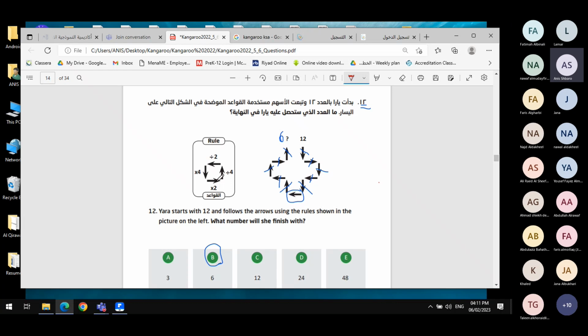1 up can cancel 1 down, and 1 left divided by 2 can be cancelled with 1 right times 2. So we cancelled. 1 down will cancel 1 up. 1 right will cancel 1 left, and so on. Then we found we have only 1 arrow left. So this arrow stands for divide by 2. 12 divided by 2 is simply 6, so we chose B, and we are done with all the work. No need to calculate all the time and waste our time on this calculation.